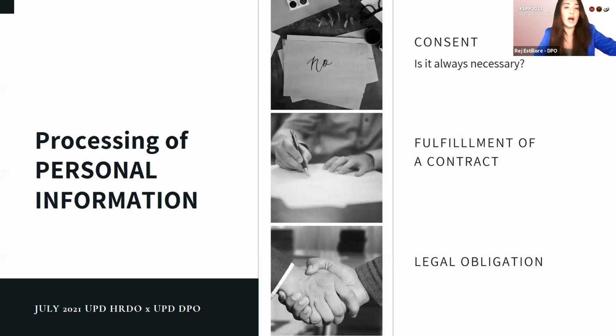So, when we process personal information sa Section 12, may criteria tayo, di ba? Ang sabi sa atin sa Section 12, the processing of personal information shall be permitted only if not otherwise prohibited by law and when at least one of these conditions exist. So ibig sabihin, as a general rule, pwede tayo mag-process ng personal information, provided may kondisyones. Isa sa mga ito, sa mga sumusunod na nakalista, ay present.